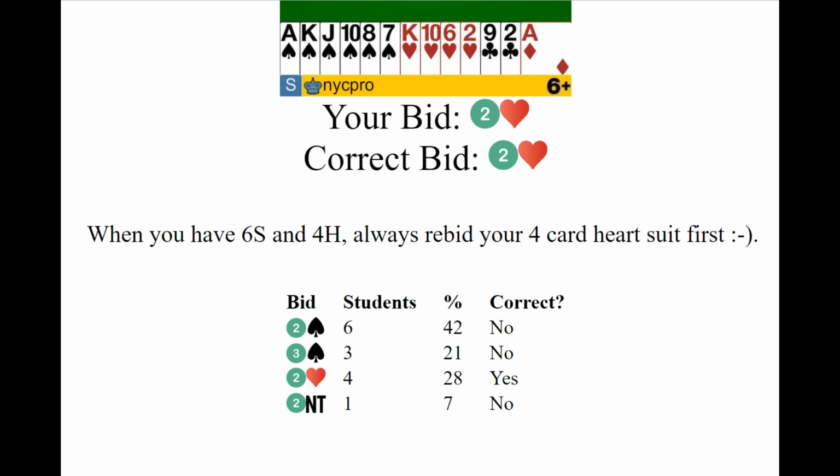Ace, King, Jack, 10, 6, the spades, and a 4 card minor. I wouldn't mind you bidding the 4 card minor here. In fact, some of the old school pros love that, right? They don't do anything other than bid their 4 card suit next. So I'll leave it up to your judgment there. But when it's hearts and spades, 6 spades and 4 hearts, always bid hearts. Just make that a rule and you will be very happy going forward.